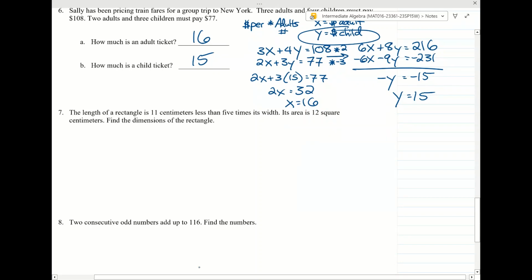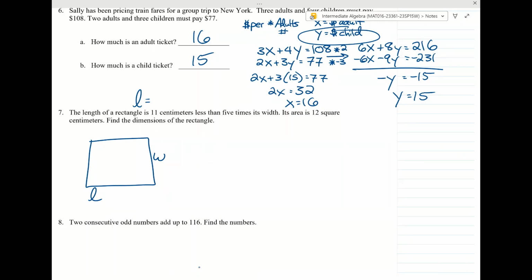For number 7, we have a rectangle whose length and width, and it says the length is, so L equals 11 less than 5 times the width. Whenever we say less than anything, remember that always comes second. So 11 less means minus 11 at the end. So we're going to say this is 5 times the width minus 11.